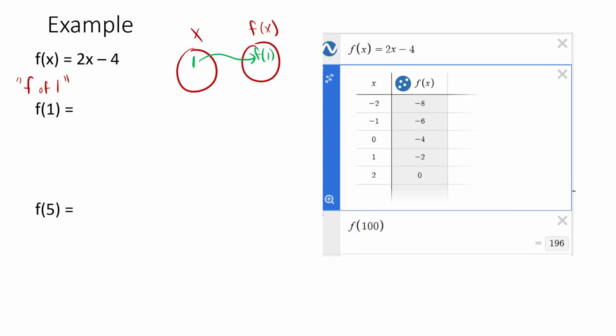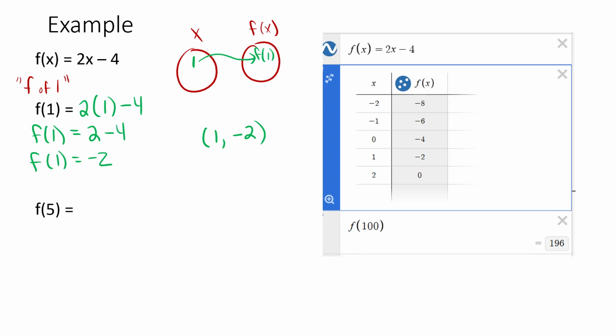The way we go about doing that is we look at what our pattern is. It was 2x minus 4, and we're going to pull that 1 from the first set to be our x. 2 times 1 is 2, and 2 minus 4 is negative 2. That tells me that when x is 1, the element I'm pulling from the range is a negative 2. So in my little description here, it's like 1 maps to f of 1. I could instead say 1 maps to negative 2.